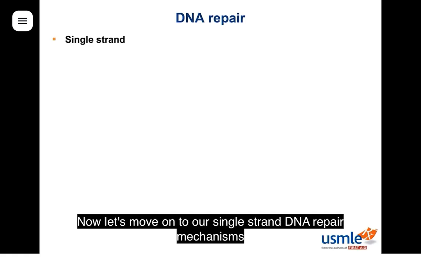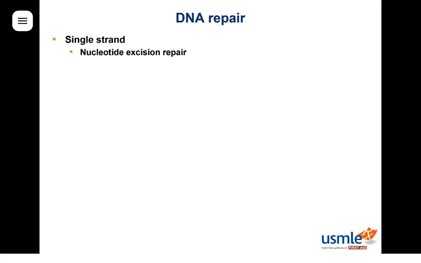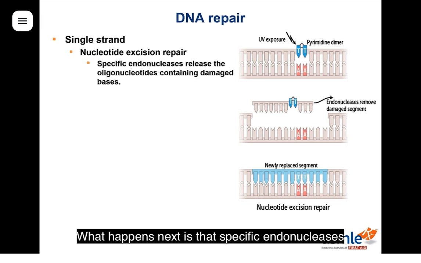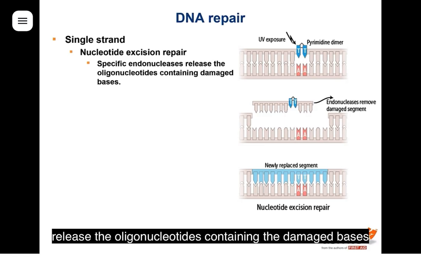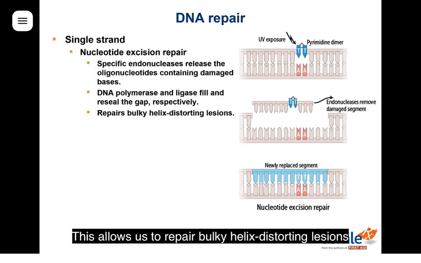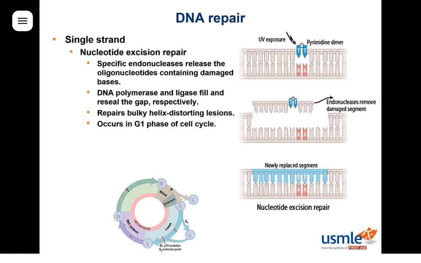Now let's move on to our single-strand DNA repair mechanisms and discuss nucleotide excision repair first. Let's look at this image to see what happens. So, some sort of damage, like UV exposure, occurs to damage a nucleotide. What happens next is that specific endonucleases release the oligonucleotides containing the damaged bases, and then DNA polymerase fills the gap, and DNA ligase reseals the gap. This allows us to repair bulky helix-distorting lesions, and this occurs in the G1 phase of the cell cycle.